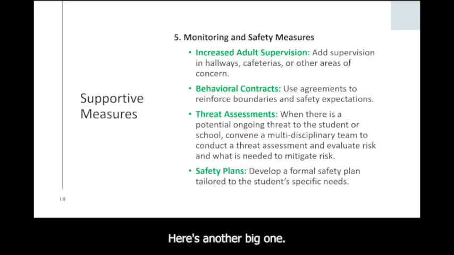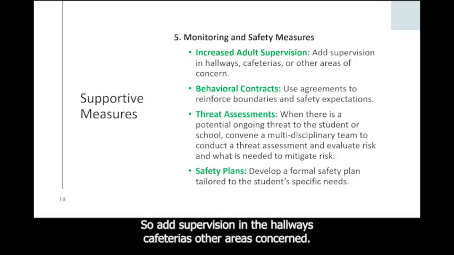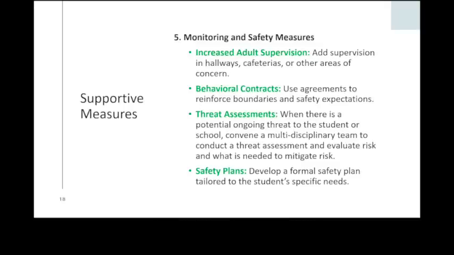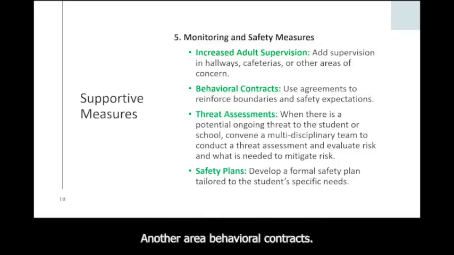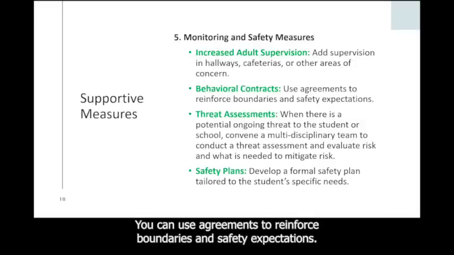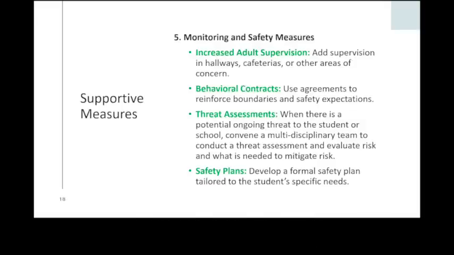Bucket number 5 here is another big one, monitoring and safety measures. There's a lot we can do in this space. One idea is increased adult supervision. So add supervision in the hallways, cafeterias, other areas of concern. Make sure if you have a student that, let's say, is doing behaviors that are sexual harassment, that someone has eyes on that student when they're walking down the hallway. Another area, behavioral contracts. You can use agreements to reinforce boundaries and safety expectations.